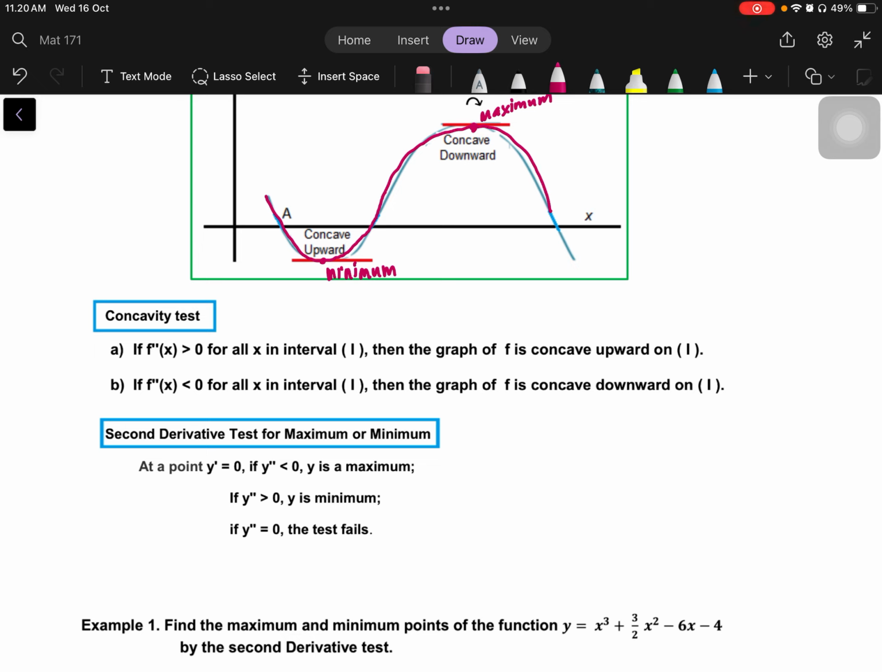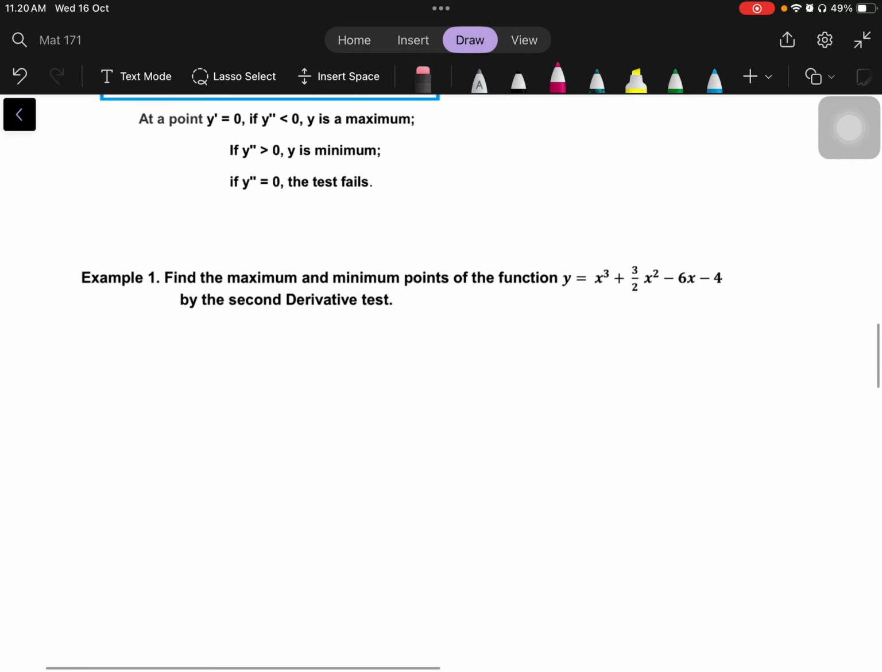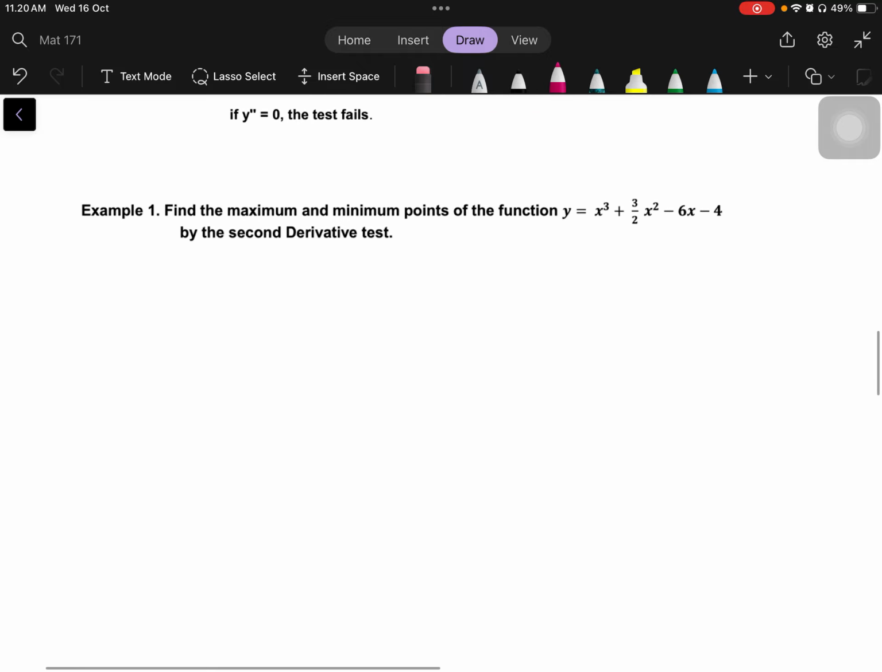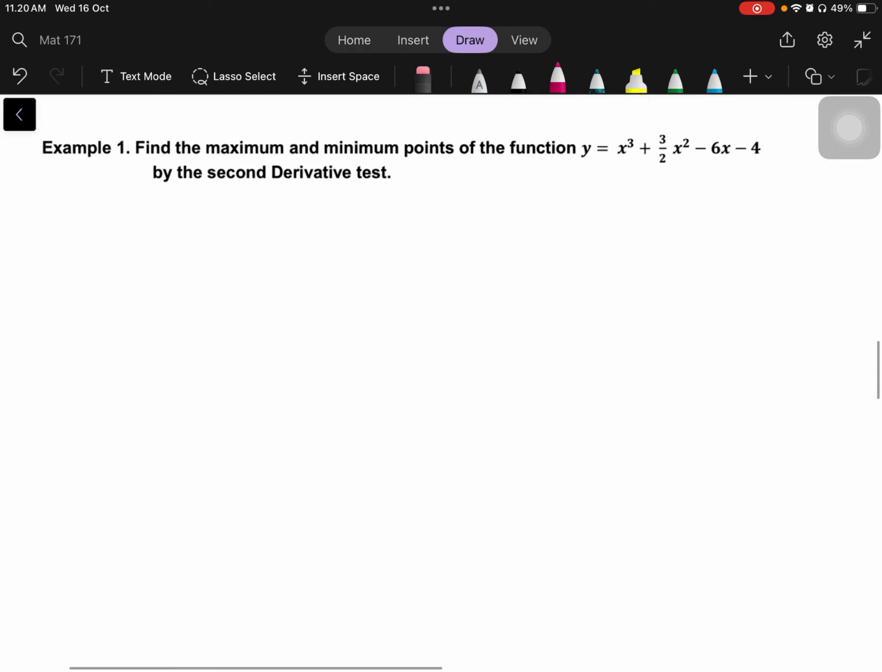But, if your second derivative is equal to 0, the test fails. Bakit? Kasi, nag-0 siya, ibig sabihin, wala siyang nagawang curve. Okay? Alright, so yun yung ano natin. Okay, so now let us move to our example.